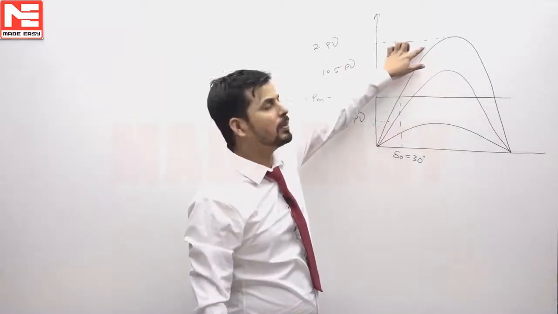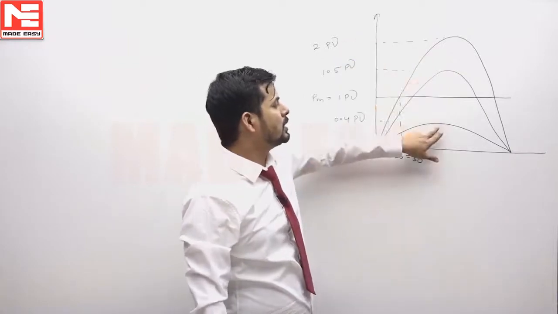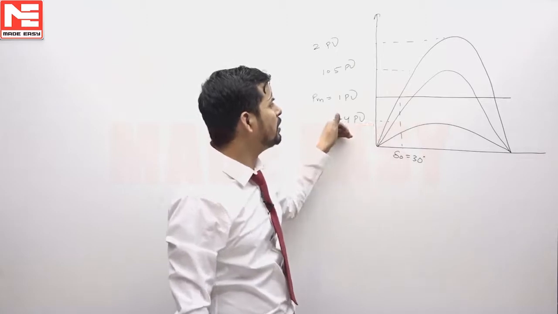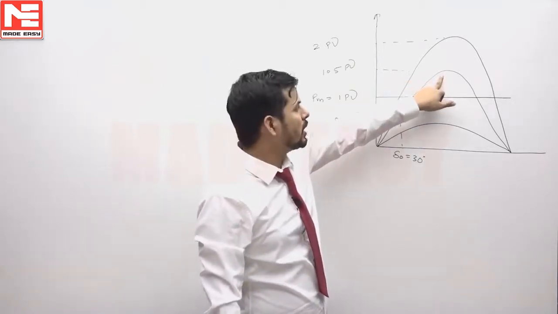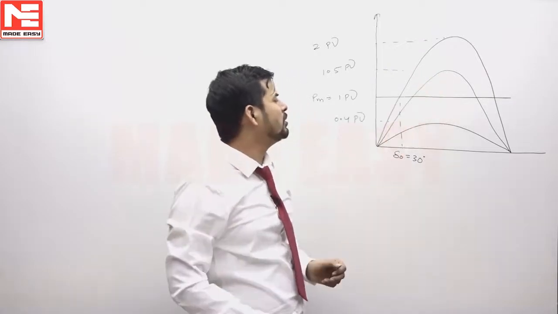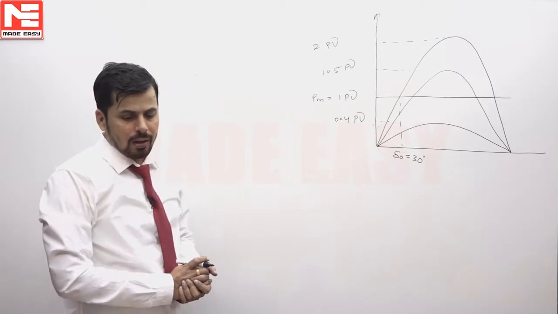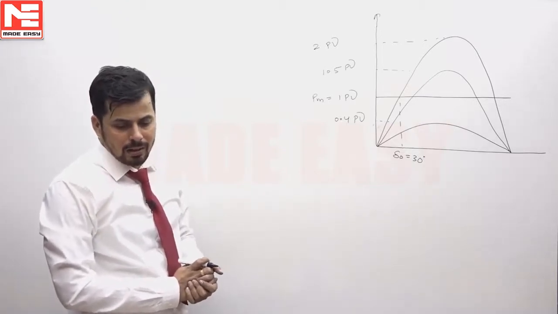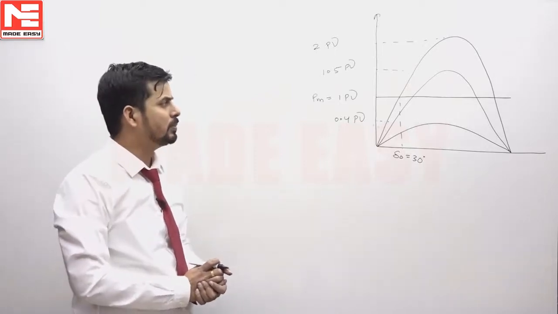This is the power angle curve in pre-fault condition, the maximum value is 2 per unit. This is the power angle curve during fault condition, the maximum value is 0.4 per unit, and this is the power angle curve in post fault condition after clearing the fault, and the maximum value is 1.5 per unit, given in the problem. We have to find the critical clearing angle for this system.